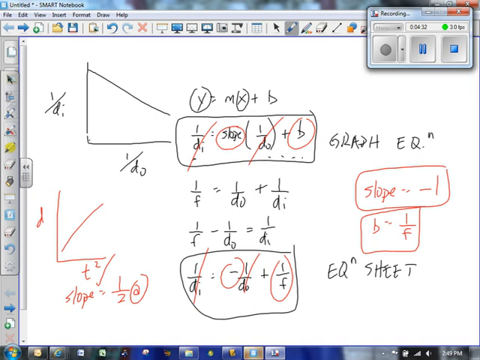If in this case we want to find the focal length, then let's get the y-intercept by reading it off of the graph and then just taking the inverse of it to get the focal length. Do you remember that from Friday?